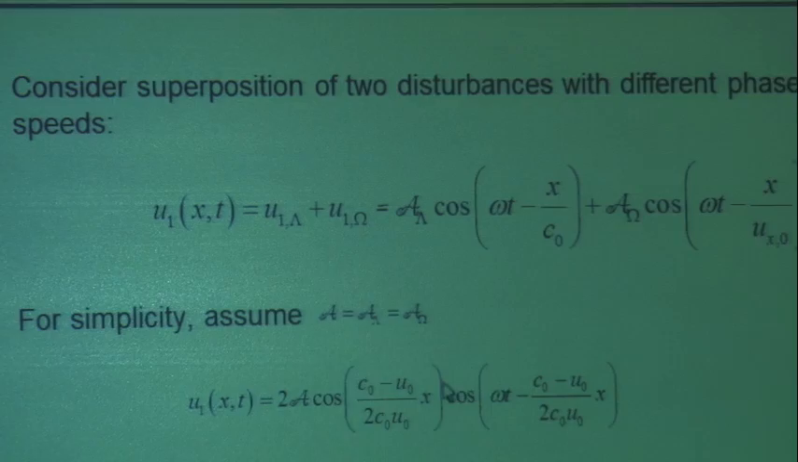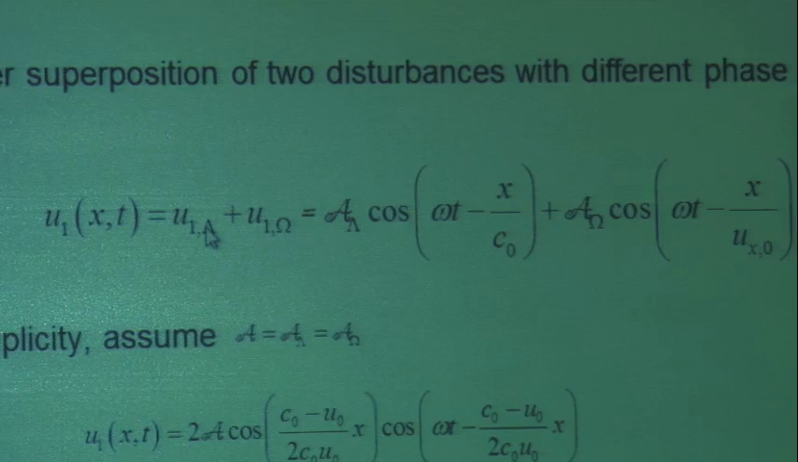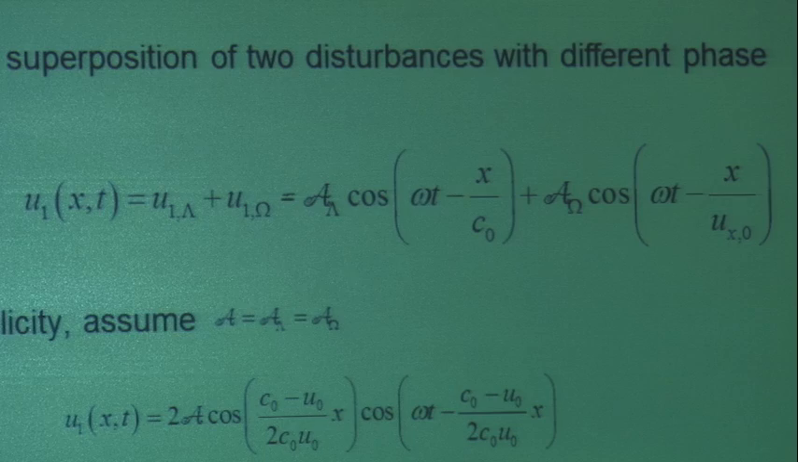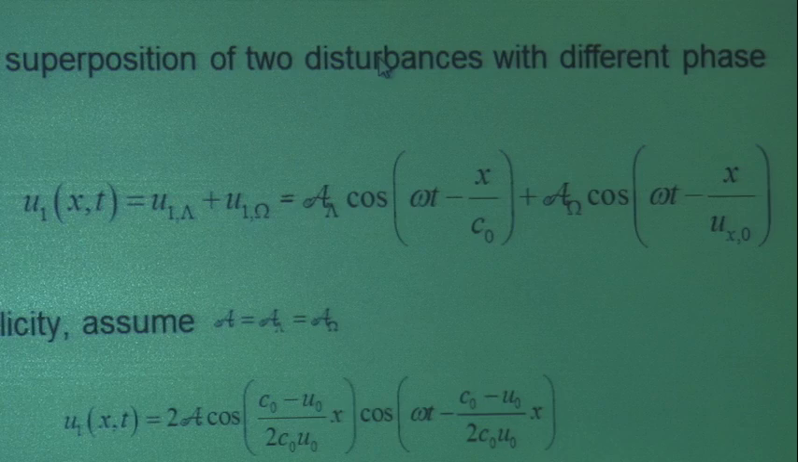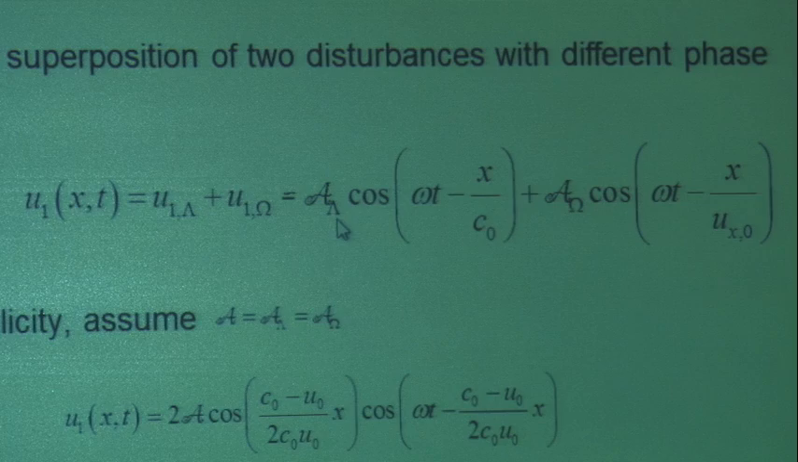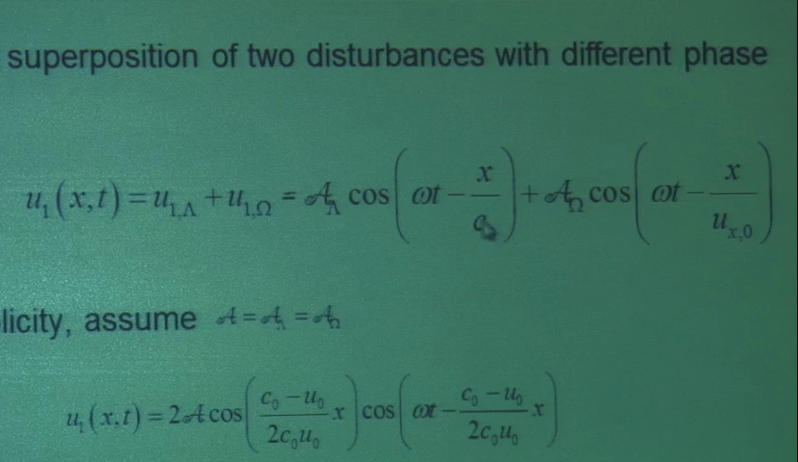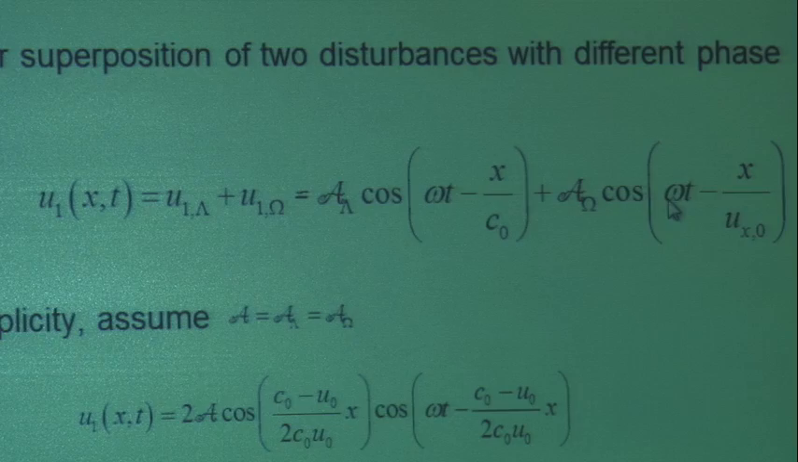I've told you that the velocity is a superposition of an acoustic and a vortical disturbance. Let's assume that the acoustic and vortical disturbances are just two traveling waves of identical amplitude. Well, excuse me, I won't assume identical amplitude yet. So, two traveling waves, all right? This mathematically describes an acoustic wave with an amplitude of A sub lambda. It's a traveling wave moving in the direction of positive x as time is increasing, at the speed of sound, c. There's also this vortical disturbance, which is moving with the flow velocity, u_x naught.